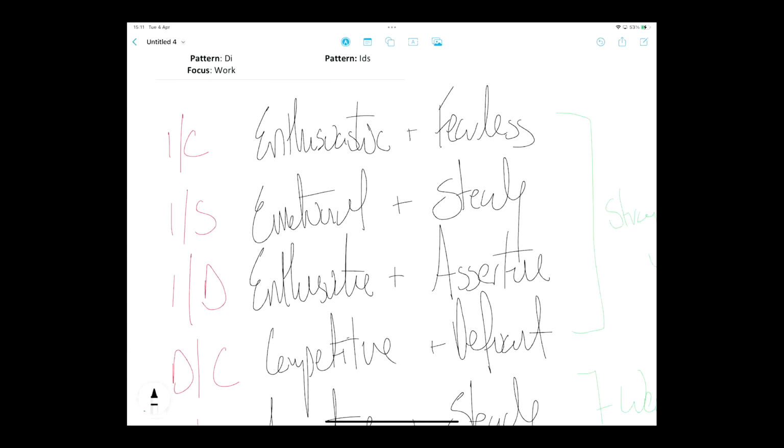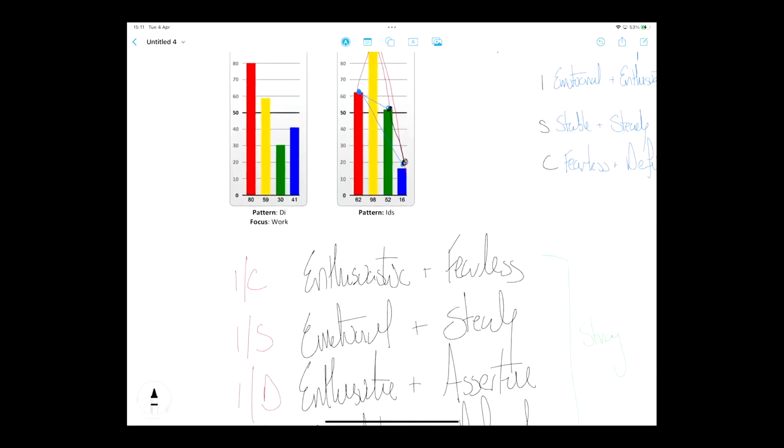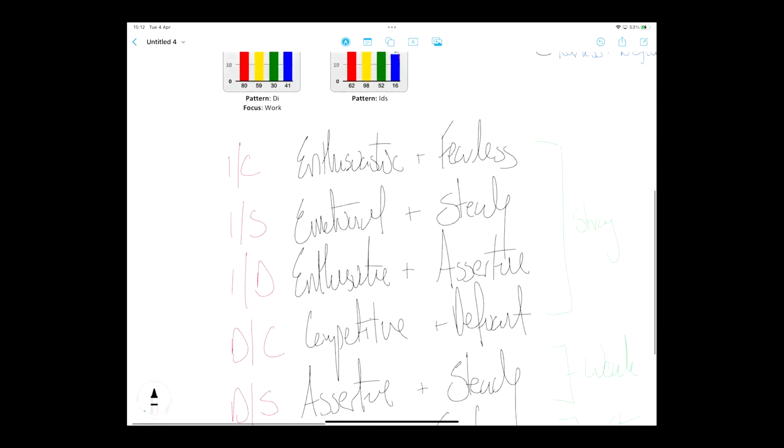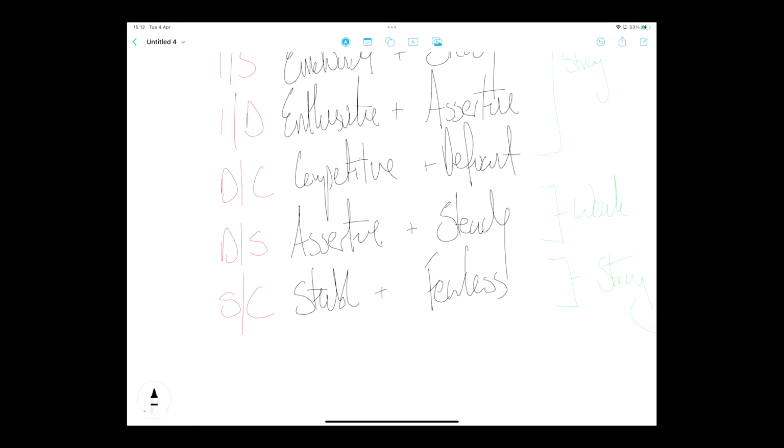So this is what I've done in advance. The I and C style: enthusiastic is the descriptive word I've chosen for the I style, and fearless for the C style. The I style, I've chosen emotional, and the S style, I've chosen steady. The I style, I've chosen enthusiastic, and the D style, I've selected assertive. The D style, I've selected competitive, and the C style, defiant. The D style, I've selected assertive, and the S style, I've selected steady. For the S style, I've selected stable, and for the C style, I've selected fearless.